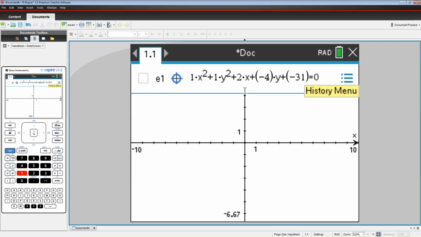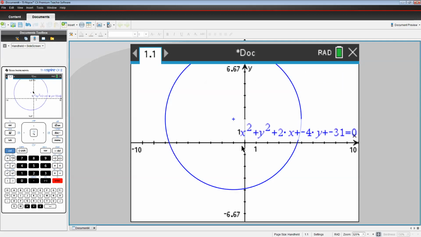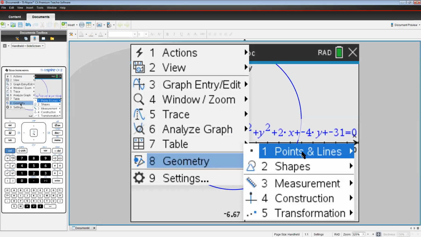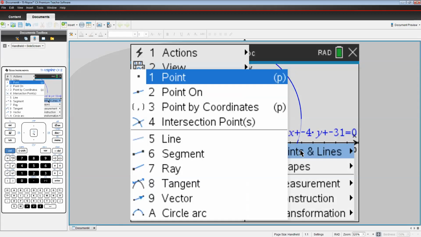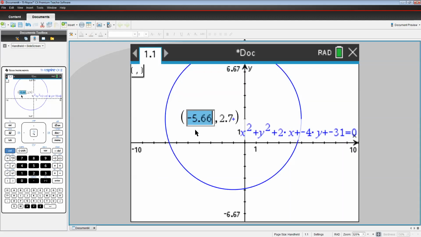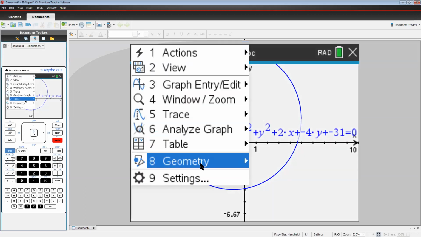So hopefully when we do this, we are seeing a center at negative 1 comma positive 2. And that looks good. Our center is right there. If you want to check, you can go to geometry, points and lines, and you can type in a point by coordinates. So I can type in negative 1 comma positive 2, and there is our center, negative 1 comma 2. Our radius is 6, so if I add 6 onto this x coordinate, I should have the point 5 comma 2. I'm also going to check that real quick.